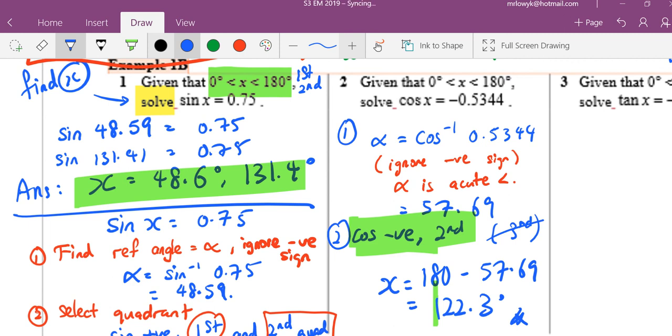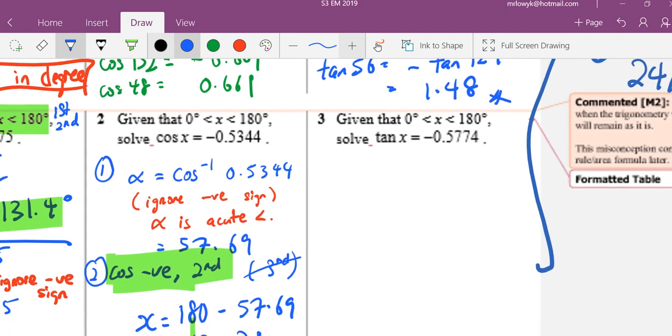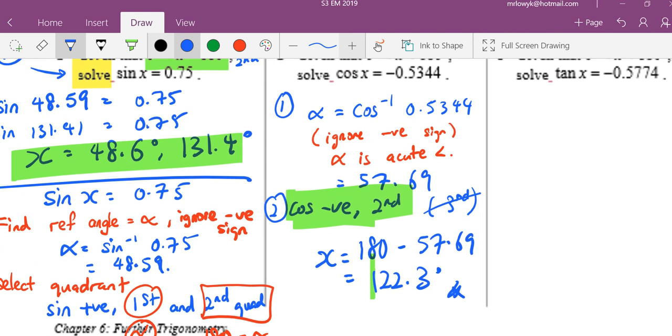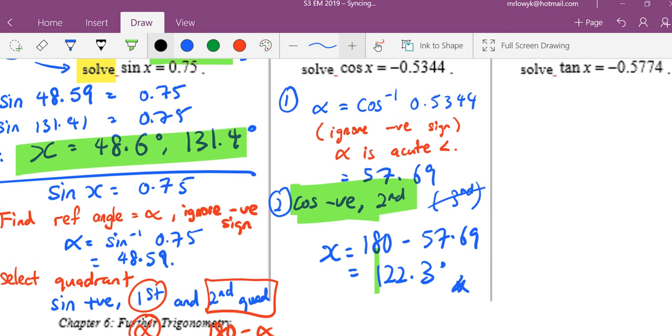Now, do you want me to go through one more? No need. You can try the other one as homework. Okay. So do you remember there are 2 answers for X? Yes, but later on there can be 4 answers, 6 answers, or 8 answers. I will show you. For question 2, the X is only 1. For question 1, the X is this or that. Why? Because for sine positive, there are 2 quadrants. So you have 2 answers.